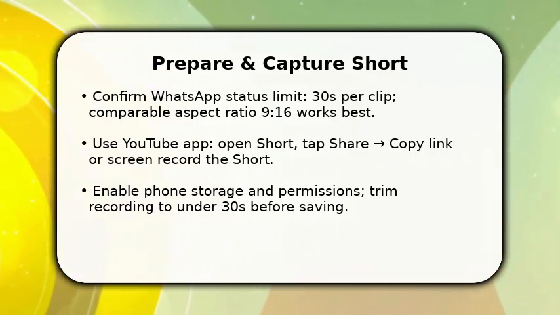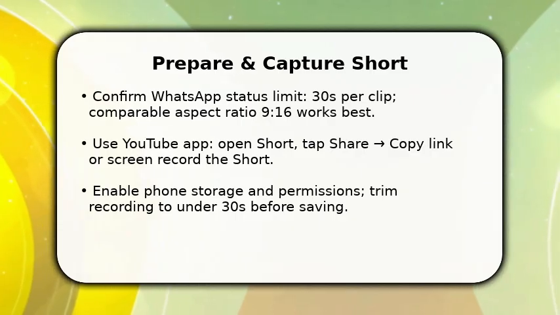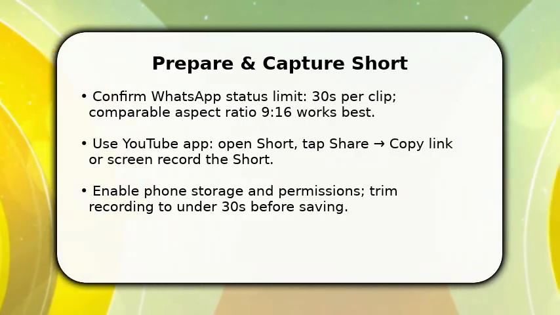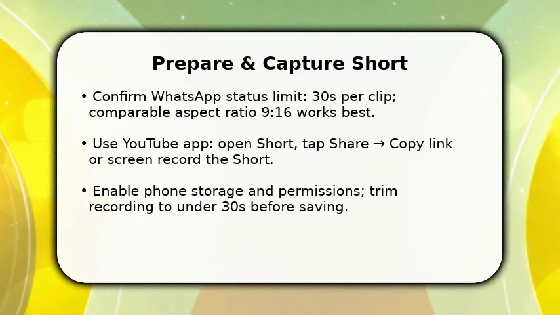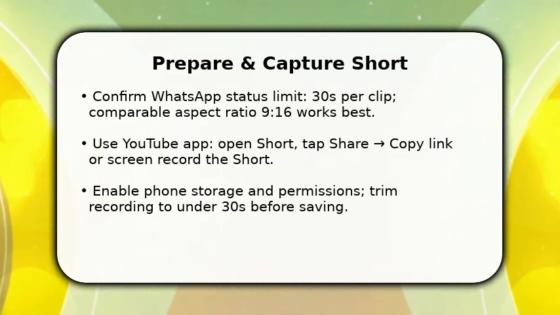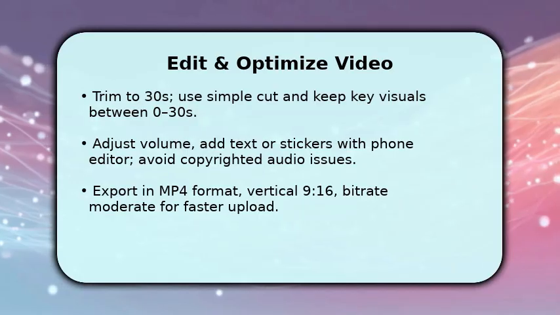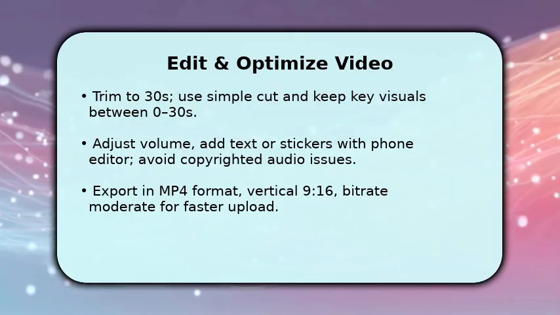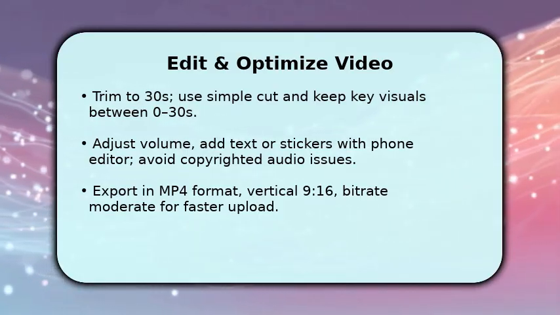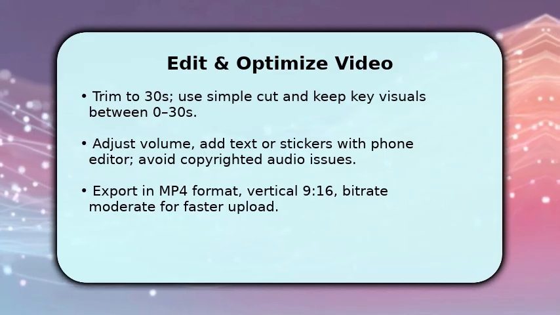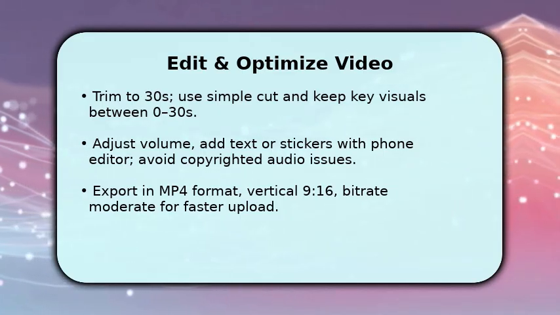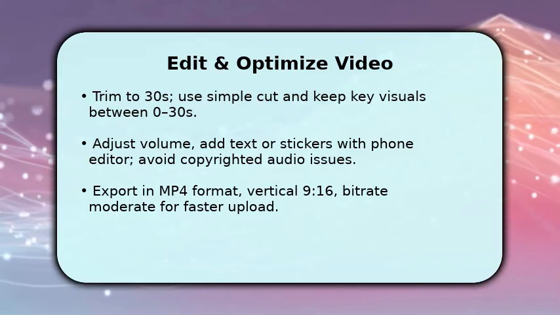Now trim the clip to under 30 seconds using your phone's editor. Because WhatsApp status accepts clips up to 30, keep aspect ratio vertical for best display. Next, focus on clean edits so the short looks native in WhatsApp status. Open your video editor and cut to the exact 30-second segment that shows the main action. This ensures viewers see the highlight immediately.